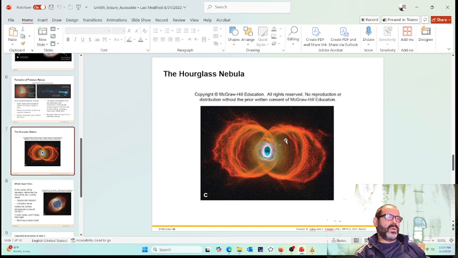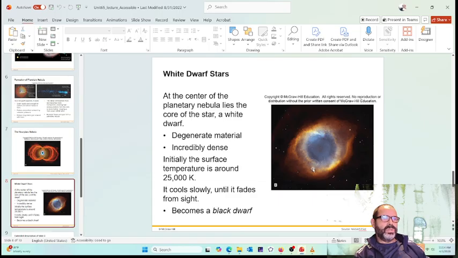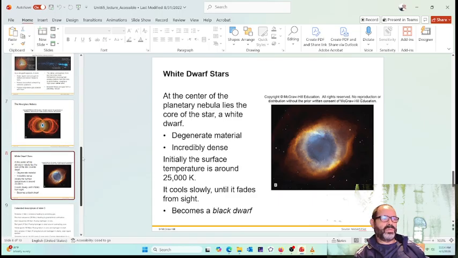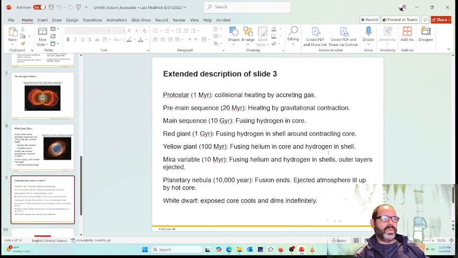If we look at the Hourglass Nebula, this is basically what we have. The planetary nebula is being ejected, and inside the center of that, there is actually the white dwarf sitting at about 25,000 Kelvin in terms of temperature. This is just basically a summary of the whole thing, okay?